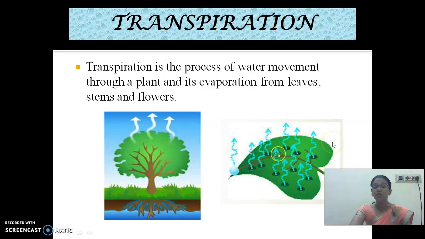This is called evaporation, right? So in plants, the water moves through the plant and gets evaporated from the leaves, stems and flowers. This movement is called transpiration. The evaporation of water from the plants is called transpiration. Clear, children? The process of evaporation of water from plant parts like leaves, stems and flowers. So there is loss of water. This process is called transpiration.